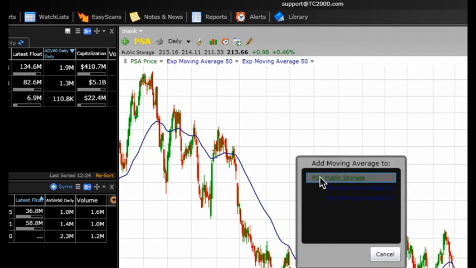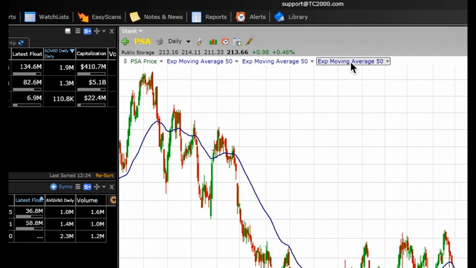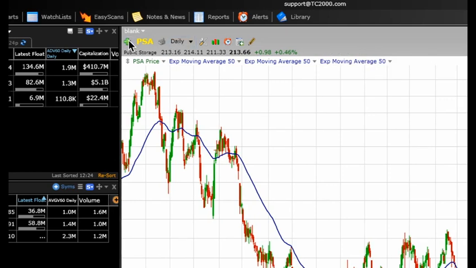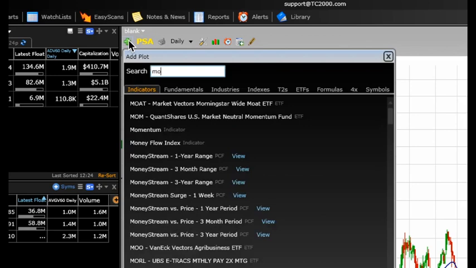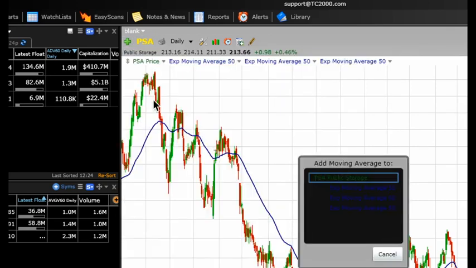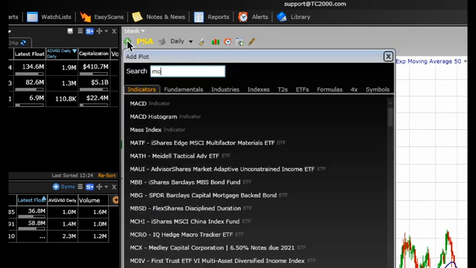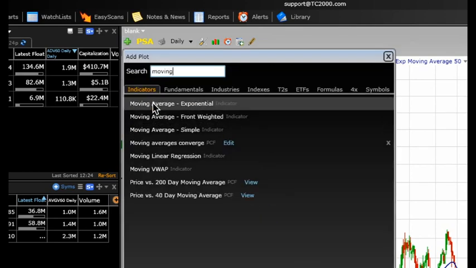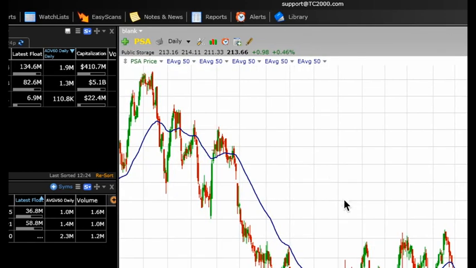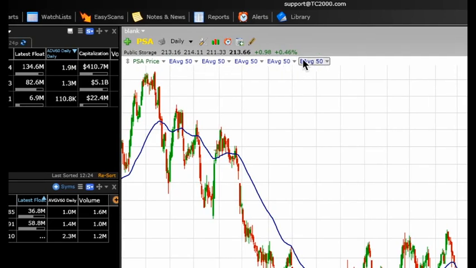Add to stock. It's got 3 now. I need, how many do I need? 5, yeah, 5. Average. Add to that. Moving average. Add to stock. 1, 2, 3, 4. Okay, there we go.